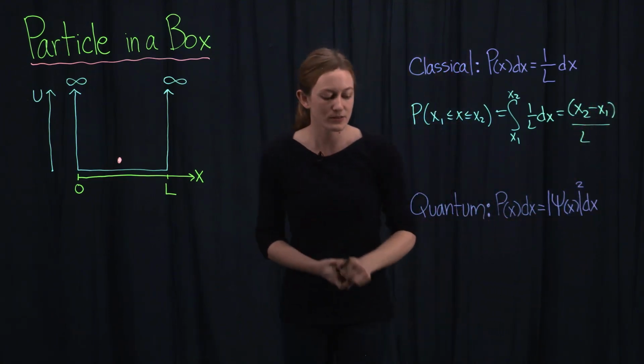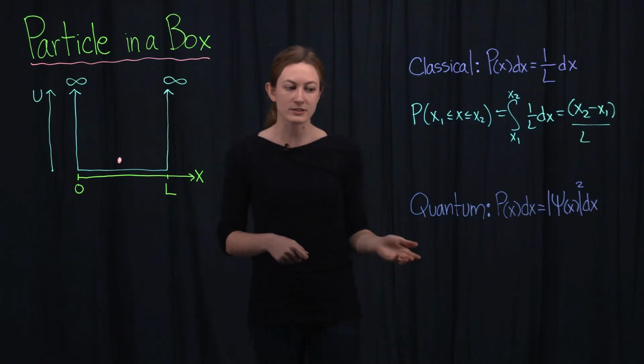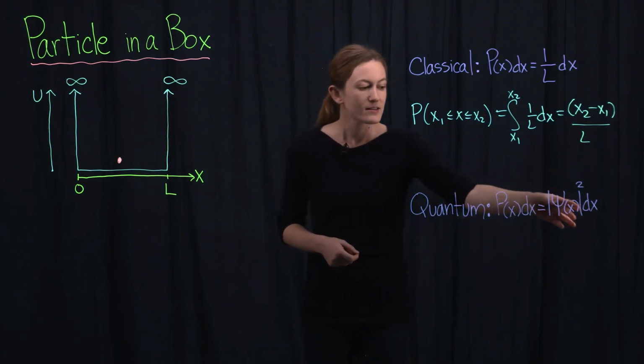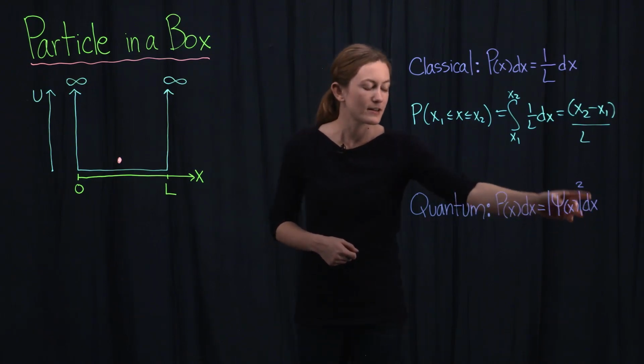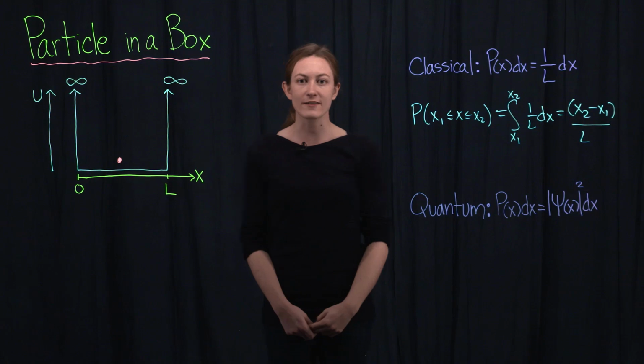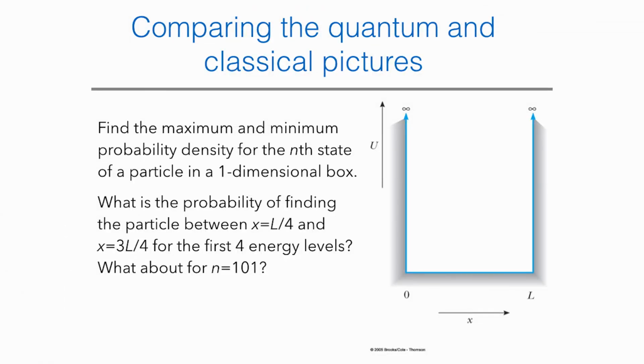Quantum mechanically, the story is a little different. For a particle described by a wave function psi, the probability density is given by the absolute value squared of psi of x. Consider the following problem. Find the maximum and minimum probability density for the nth state of a particle in a one-dimensional box. What is the probability of finding the particle between x equals L over 4 and x equals 3L over 4 for the first 4 energy levels? What about for n equals 101?